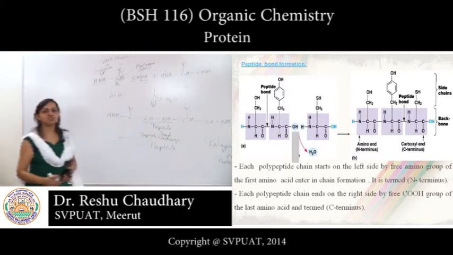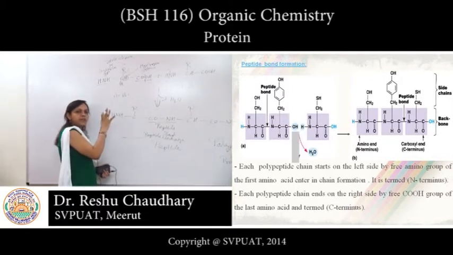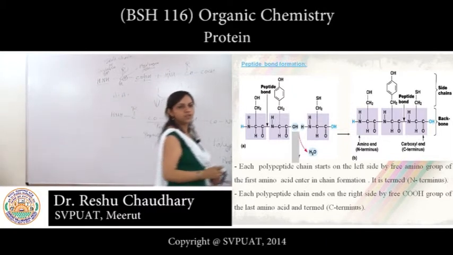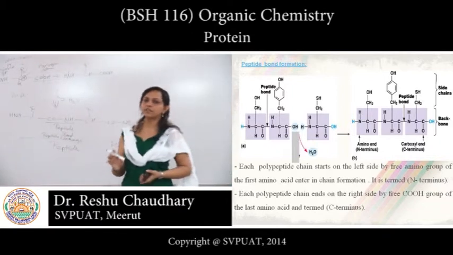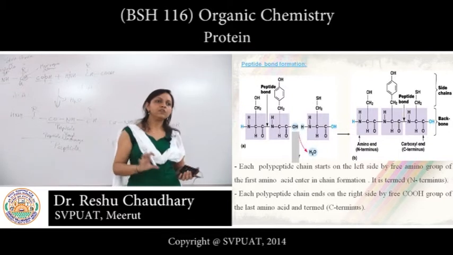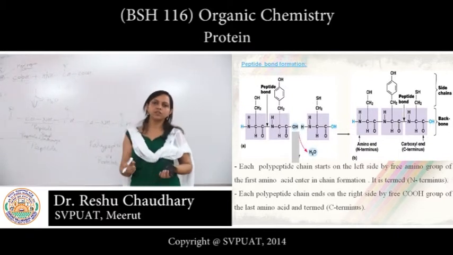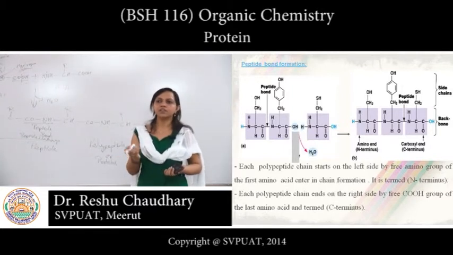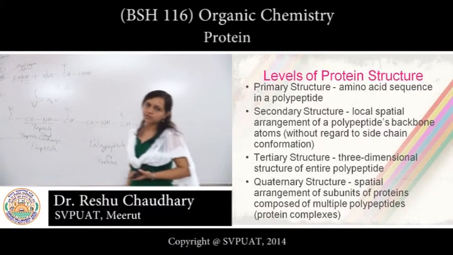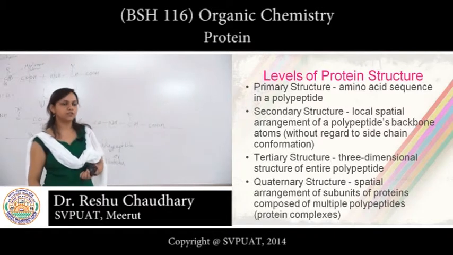Now comes the structure of proteins. As we see, similar or different amino acid molecules can participate in the formation of protein. So, on the basis of the complexity of these amino acids and the complexity of the ring formation and protein formation, structures can be studied as four types. There can be primary structure, secondary structure, tertiary structure and quaternary structure.